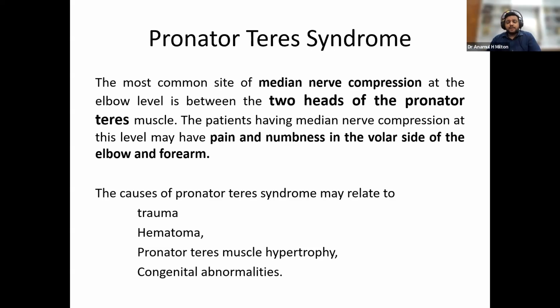So now, I have already said there is the pronator teres with two heads, and in between the two heads the median nerve may be compressed. So usually on the volar side there may be pain, numbness, and sometimes a tingling sensation. It may be due to trauma, or any hematoma, or pronator teres muscle hypertrophy, even congenital abnormalities also.